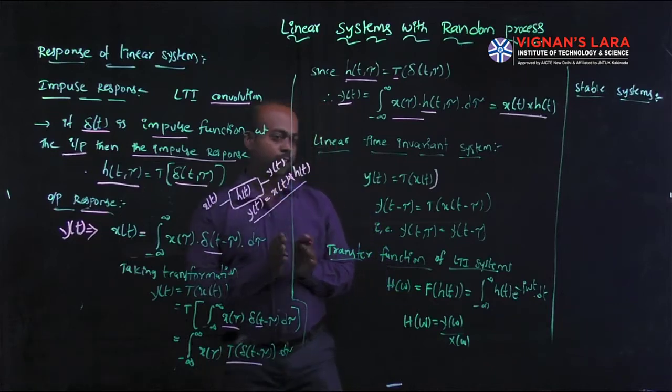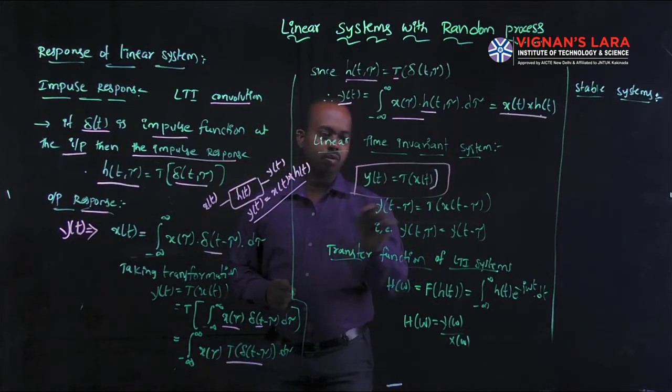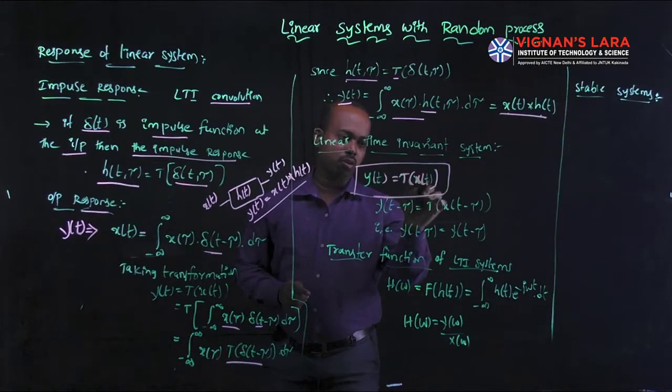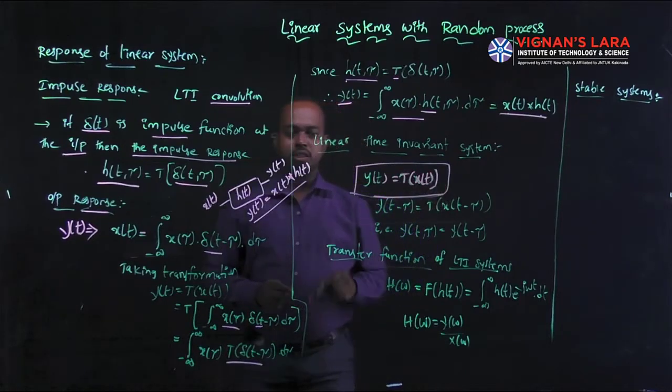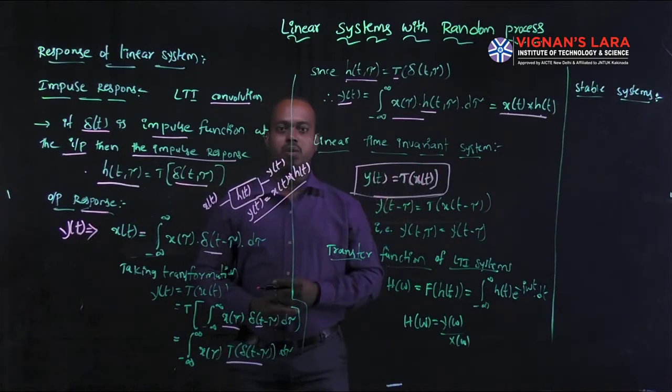Here you can see the system function. Generally, we write y of t is equal to the transformation of x of t. The general system function we write like this. The output is the transformation of the input.